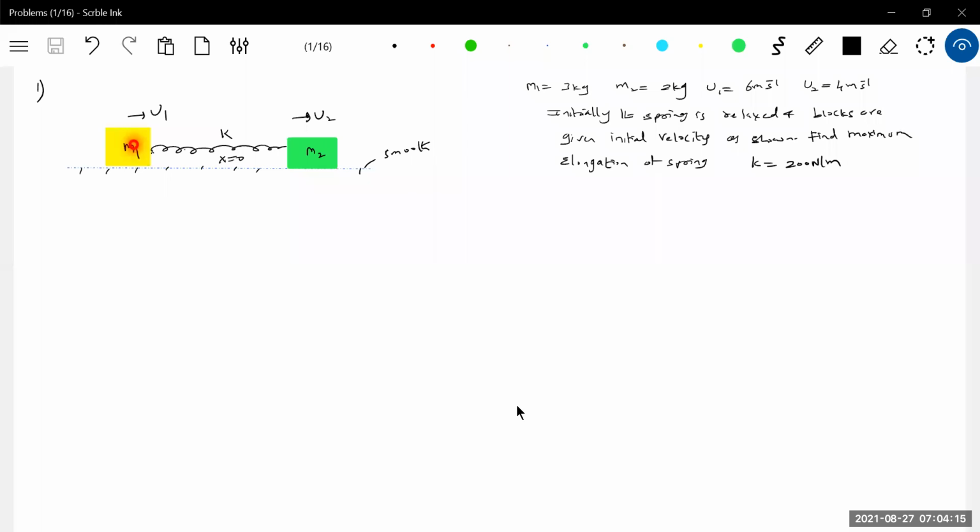Then how to decide in what direction they will move? Initially the system is having momentum towards right. So therefore at maximum elongation both the blocks must have common velocity in the direction of initial momentum. This is 18, this is 8. So the initial momentum is in fact towards right only.